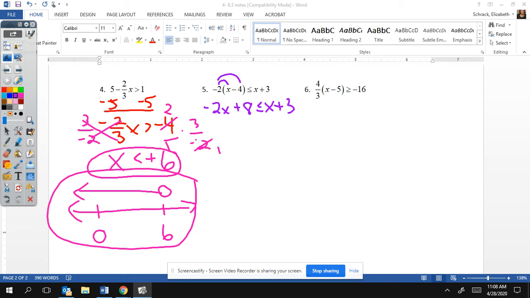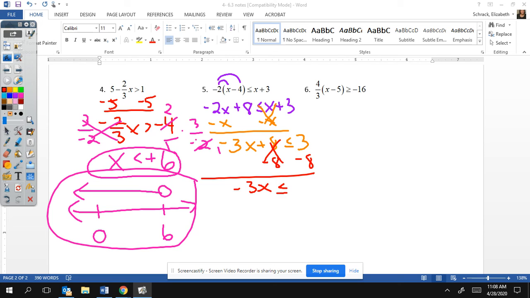Next, we're going to combine all of our x's together, or combine all of our like terms. I get the x's together first, so I'm going to move this x to the left by subtracting an x from both sides. We have negative 3x plus 8 is less than or equal to 3. Now I'm going to get the 8 away from the x by subtracting 8 from both sides. So negative 3x is less than or equal to negative 8 and positive 3 are opposite, subtract. Take the sign of the bigger number.